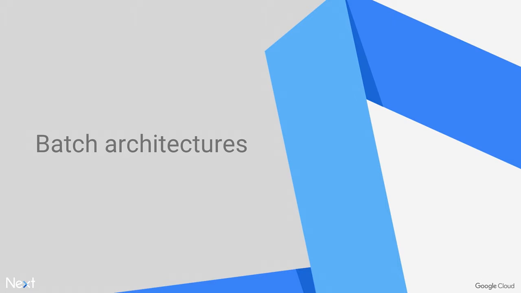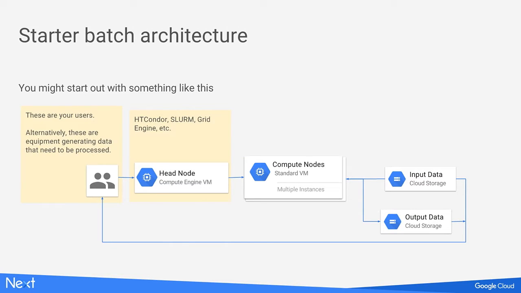Cool, let's talk about actual batch architectures. These are sort of samples of what we've seen customers build on Google Cloud. This is a very basic starter batch architecture, right? Over here, you have our Google Cloud Storage buckets. One of them stores the input data.